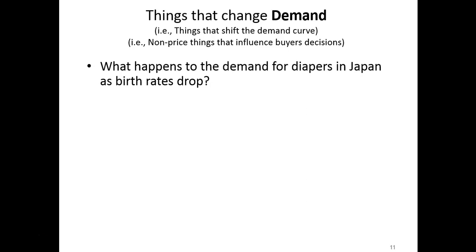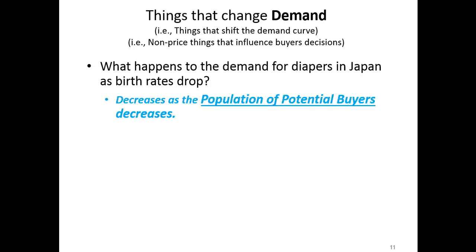Well, fewer babies, logic would say, decreases demand because the population of potential buyers has decreased, right? Instead of 50 million families needing diapers, maybe next year it's 49 million. Maybe a decade from now it's 40 million. Population in Japan is shrinking, and in most developed countries, that is the projection. So if the population of potential buyers decreases, that decreases demand. Throughout most of history, population has grown in most countries, so that has increased demand.